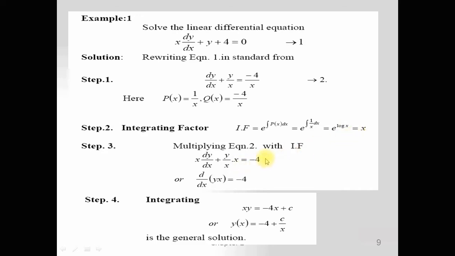Now dear students, multiplying this integral factor to the given linear differential equation, we obtain x dy by dx plus y by x into x. Dear students, this is the standard form of the given differential equation. So multiplying the integral factor here, we obtain x dy by dx plus y by x into x equals minus 4 into x. x and x cancel.